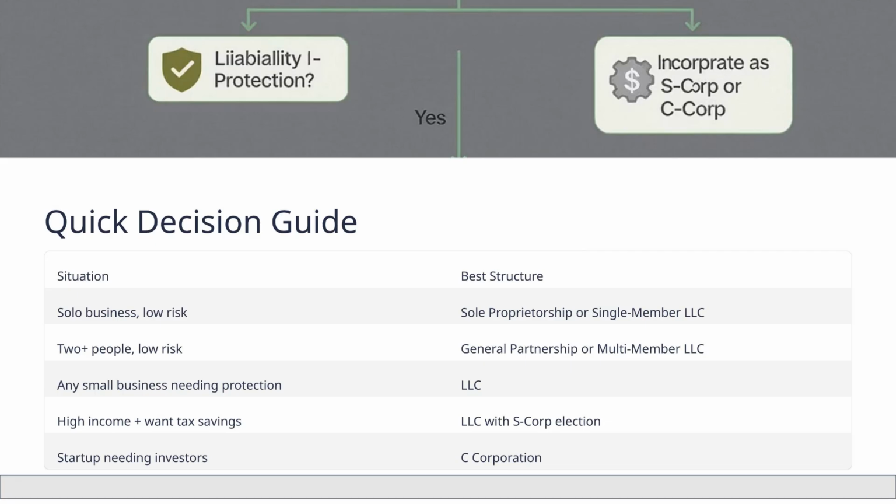For solo businesses with low risk, consider a sole proprietorship or single-member limited liability company. For 2 or more people with low risk, a general partnership or multi-member limited liability company is suitable. Any small business needing protection should opt for a limited liability company. High-income businesses seeking tax savings might choose a limited liability company with S-Corporation tax election. Startups needing investors should consider a C corporation.